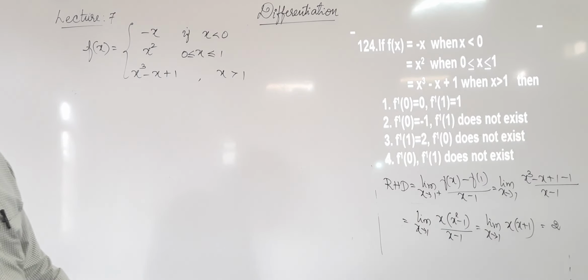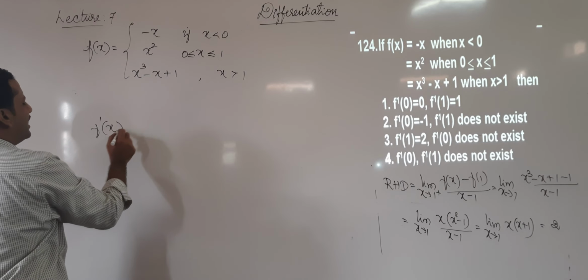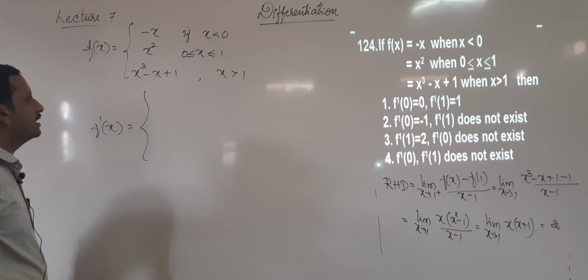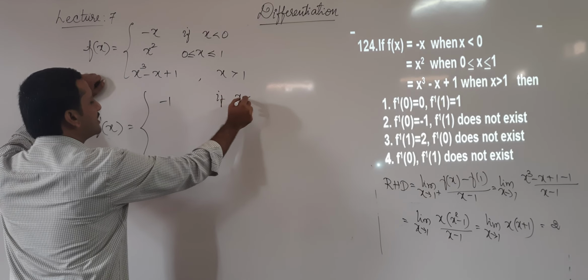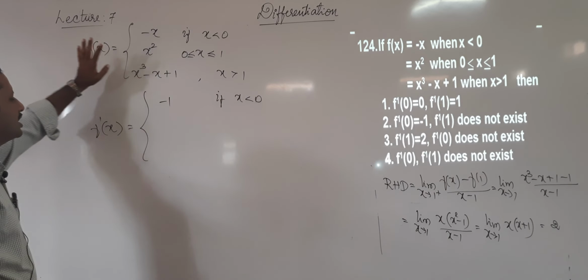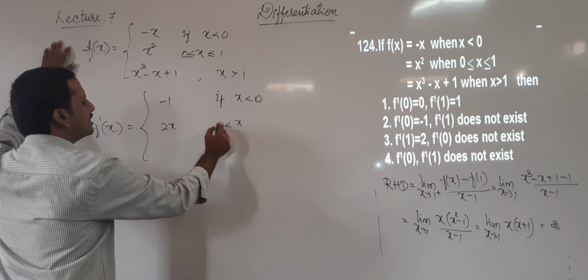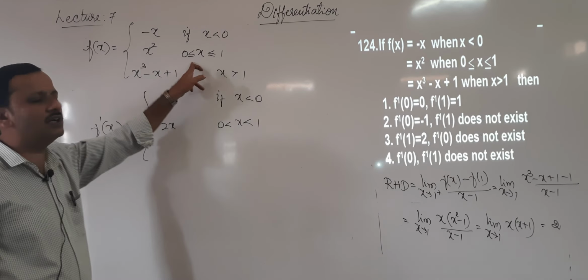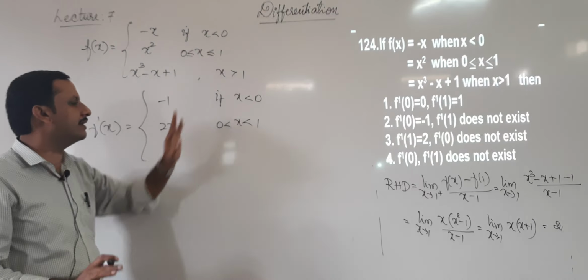Okay. Look here, we have this f of x. f dash of x you directly differentiate. Derivative of minus x is minus 1. That is if x is less than 0. Differentiate this, 2x, if x is greater than 0, less than 1. Now don't write equal to 0, equal to 1. There we have to test, we don't know. Everywhere else you can write.